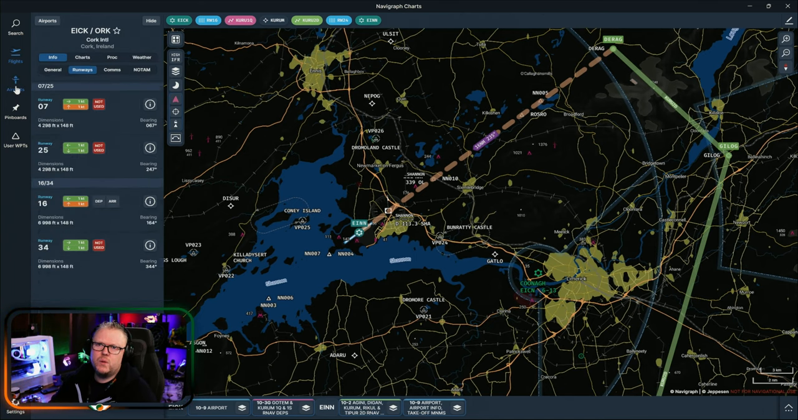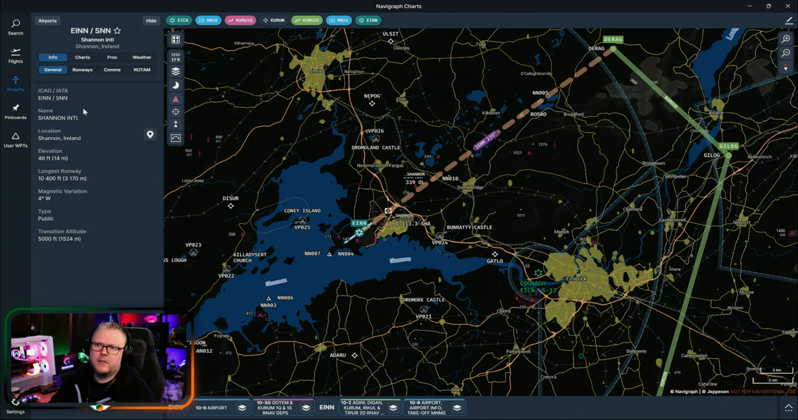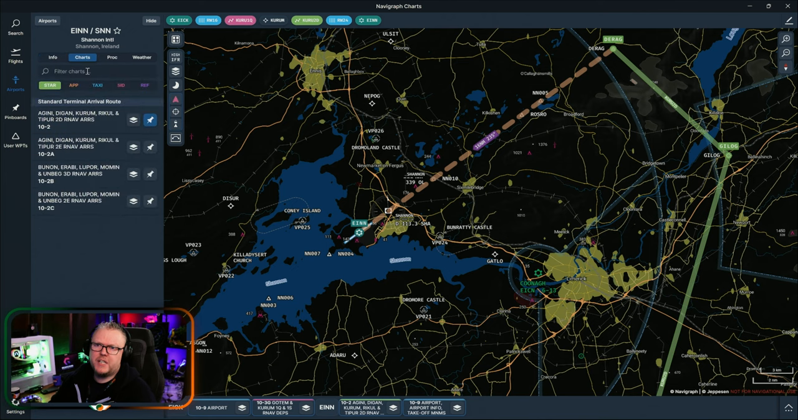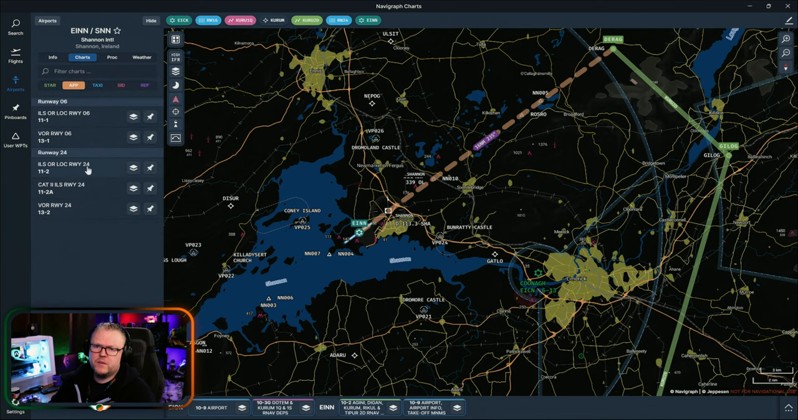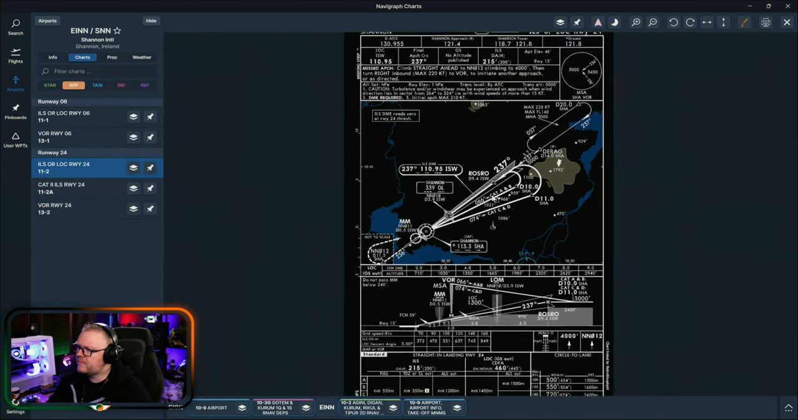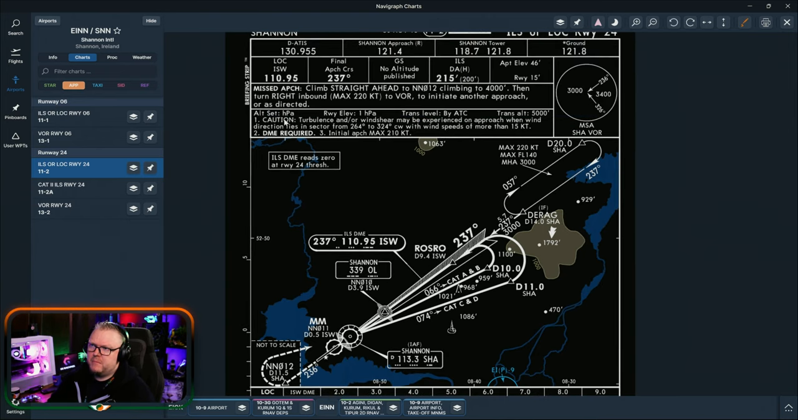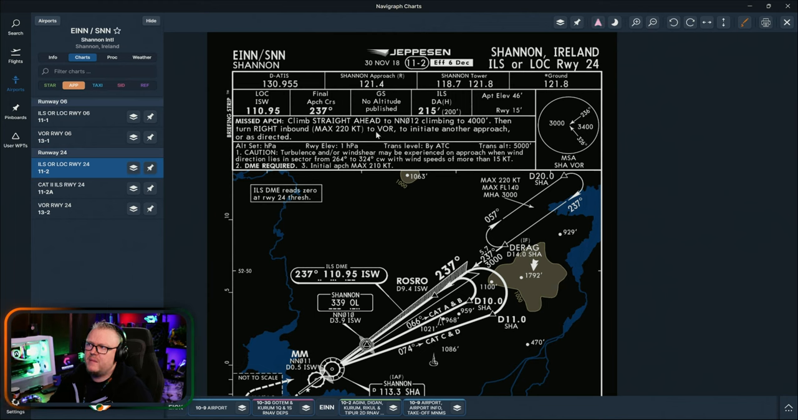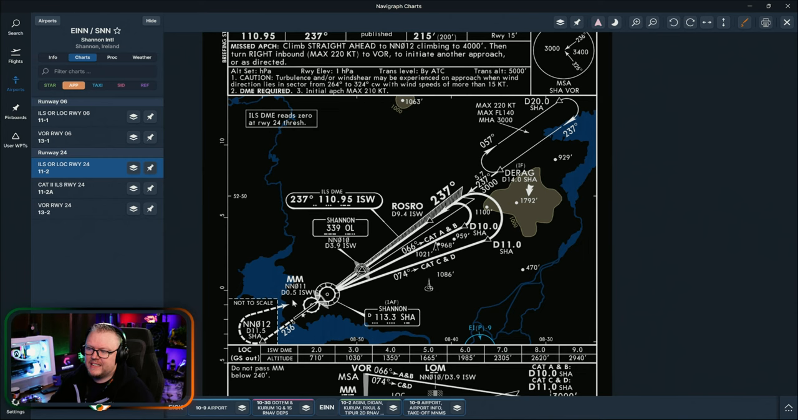If I go into airports and we look at Shannon, open up Shannon here, and we look at the charts and we look at an approach for runway 24, the published missed approach. Every chart will have a published missed approach. This one here says climb ahead to November 012, climbing to 4,000 feet. Then they want you to turn right inbound to the VOR to initiate another approach or as directed.